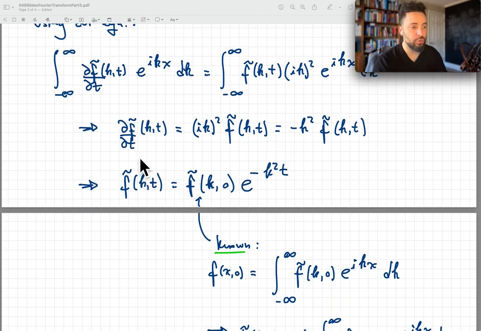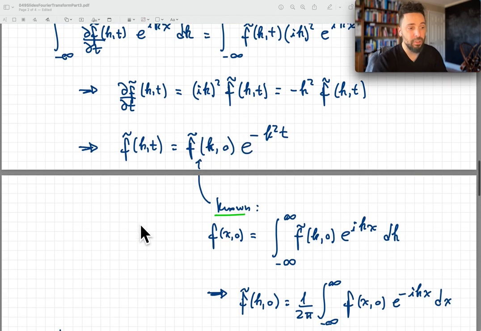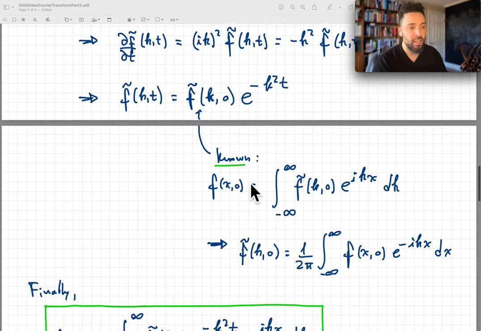This is the general solution for f tilde. So f tilde of k comma t has to be f tilde of k comma 0 times e to the minus k squared times the time variable. And so now this part, of course, encodes the initial conditions. When t is equal to 0, this factor becomes 1, and we're left with just f tilde of k comma 0. And that is actually assumed known, because remember, we're given f of x comma 0.